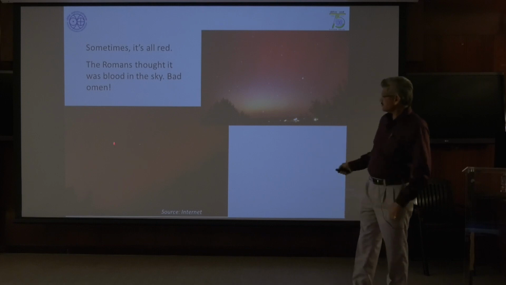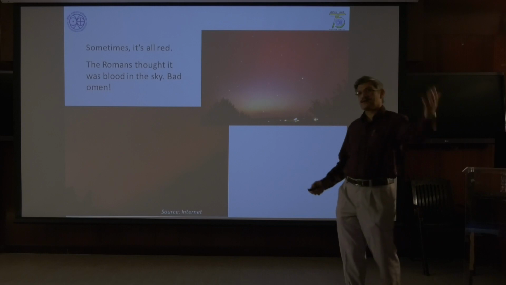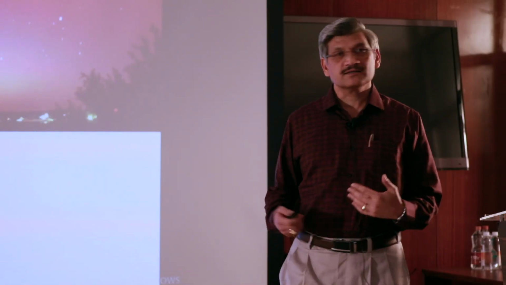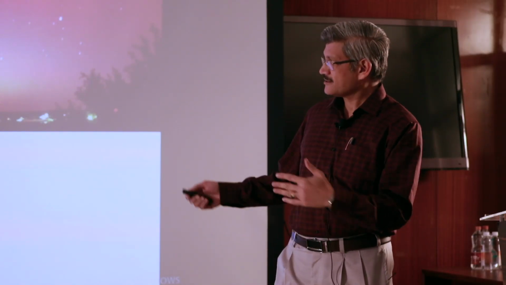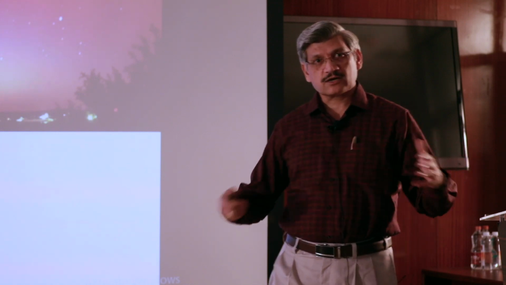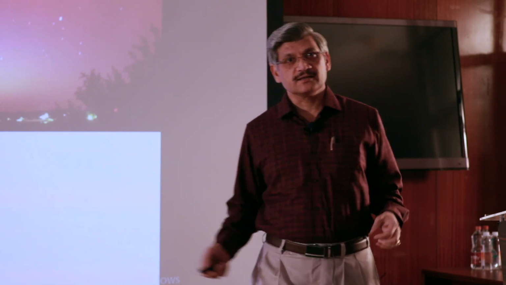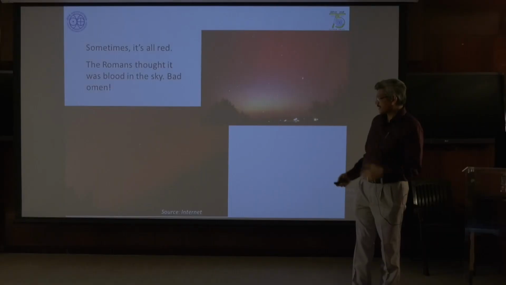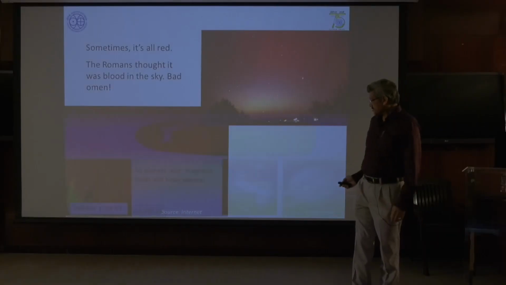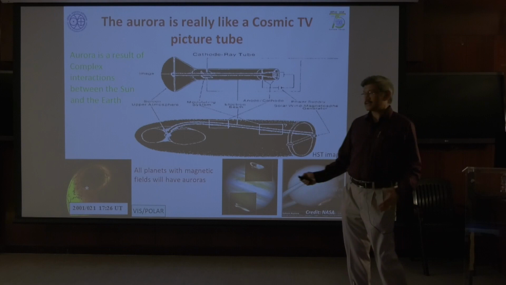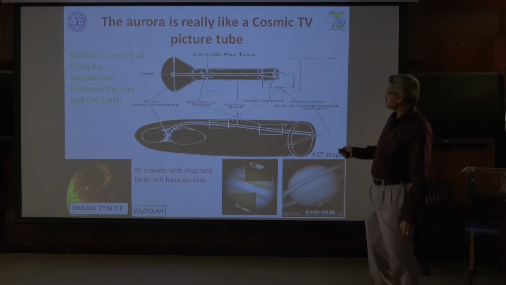Sometimes it's all red. The Romans thought it was blood in the sky, because there used to be a lot of wars in Europe, and this recorded history of aurora is there in the European catalogs. So aurora is basically really a cosmic TV picture tube.